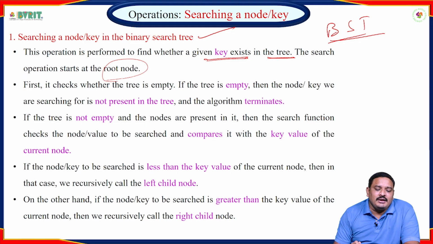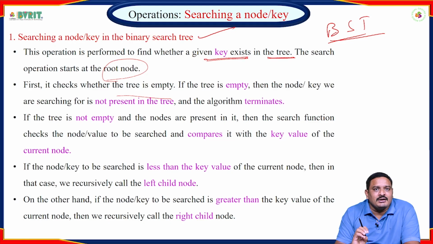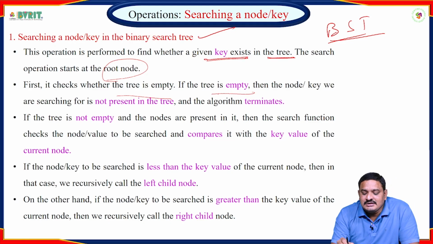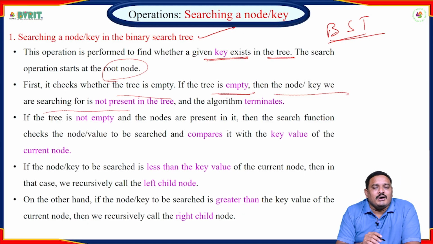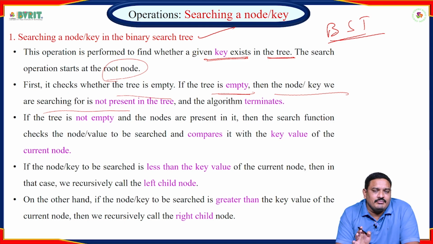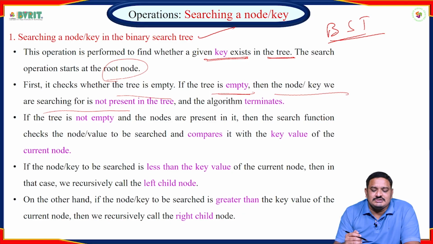First, you check whether the tree is empty or not. If the tree is empty, searching for a node or key value is not possible. Any searching operation will not be performed. If the tree has nodes, then we can search the key values.